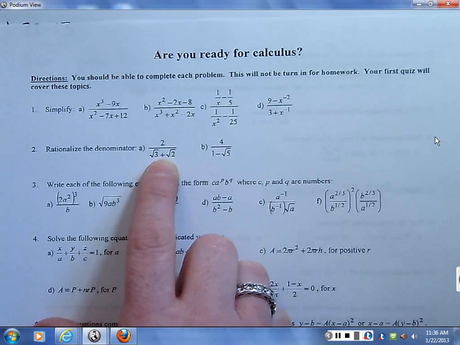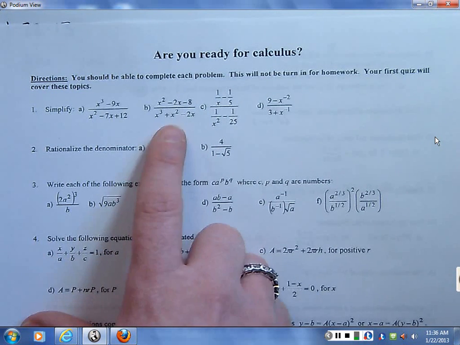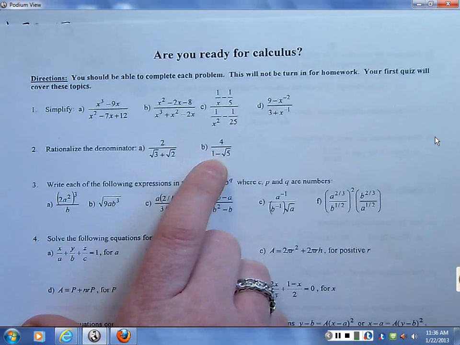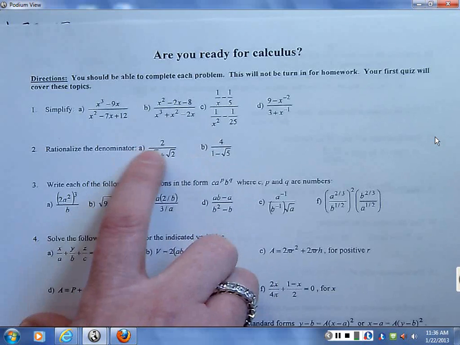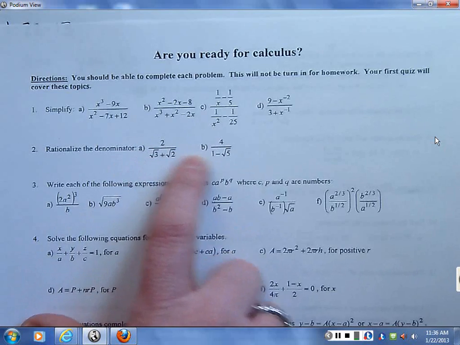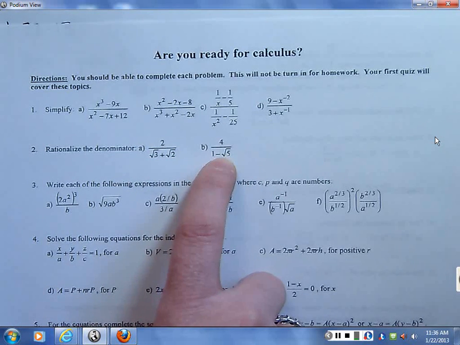Square root of 3 minus square root of 2, right? So when I do that, I get 3 minus 2 on the denominator. 3 minus 2 is 1. So the denominator becomes 1 here, and the numerator, I just need to distribute that 2. Pretty straightforward there. Here, what am I going to multiply by?